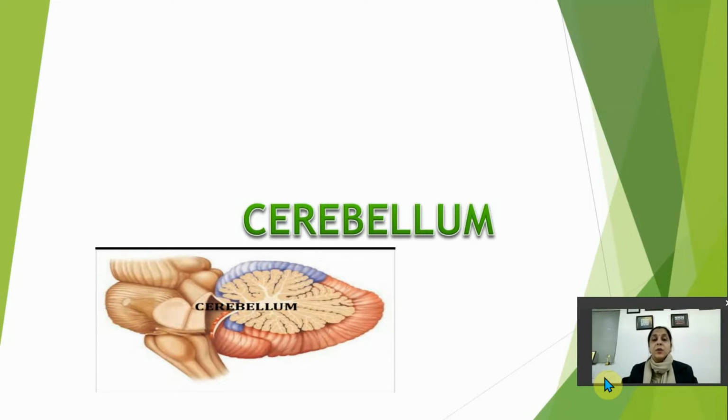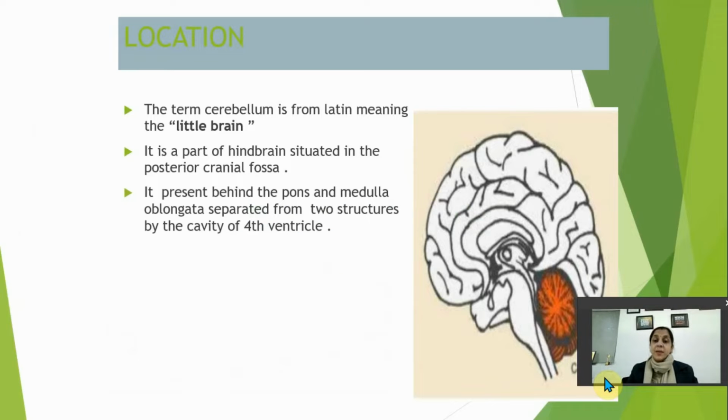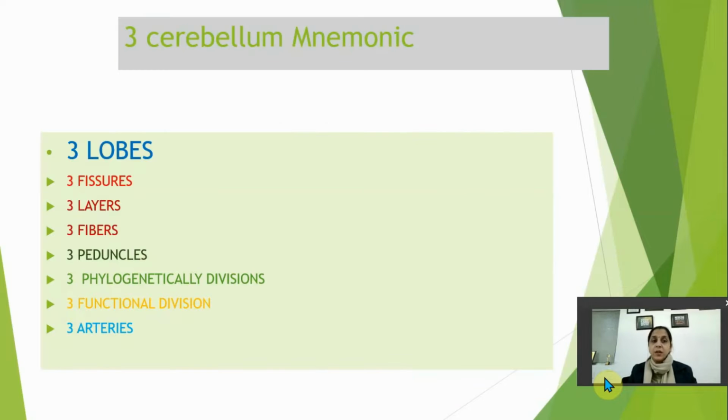Today, we are going to learn about the cerebellum. What is the cerebellum and where is it located? In Latin, the cerebellum is known as the little brain. It is a part of the hindbrain situated in the posterior cranial fossa. It is situated behind the pons and medulla oblongata, which is the extension of the spinal cord, and is separated from them by the cavity of the fourth ventricle.